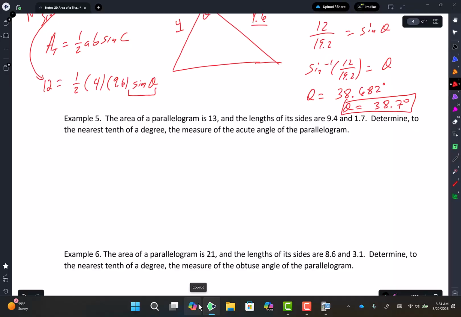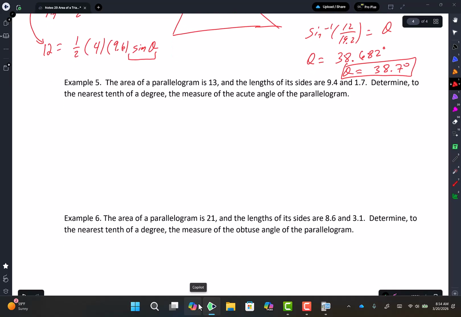Let's go to example 5. Don't worry, we've got 2 left. We shouldn't take too long. The area of a parallelogram. Do you guys know what a parallelogram is? Okay. The area of the parallelogram is 13, and the length of the sides are 9.4 and 1.7. Determine to the nearest tenth of a degree the measure of the acute angle of the parallelogram.